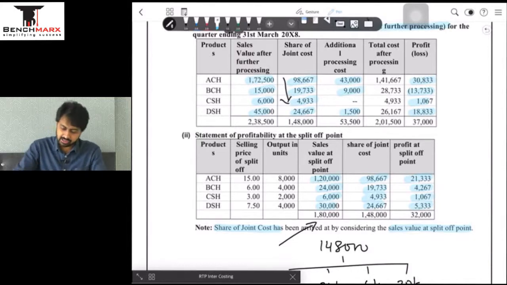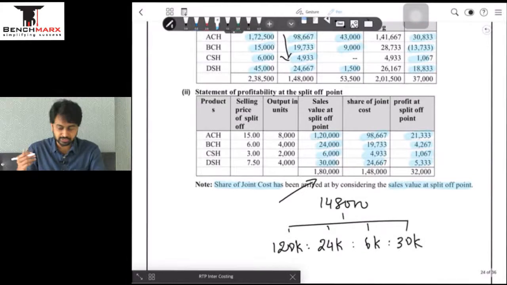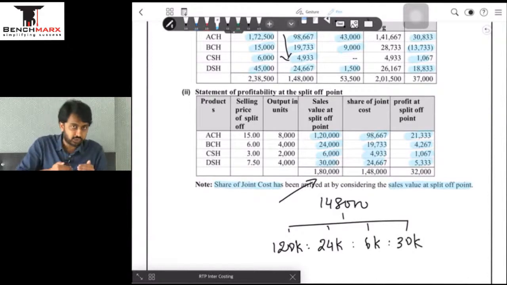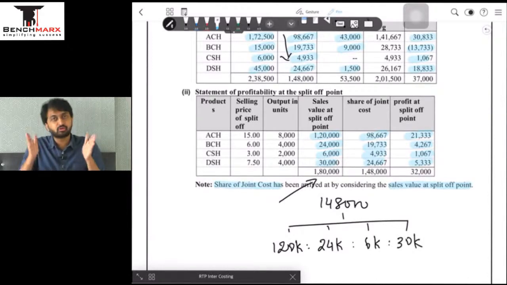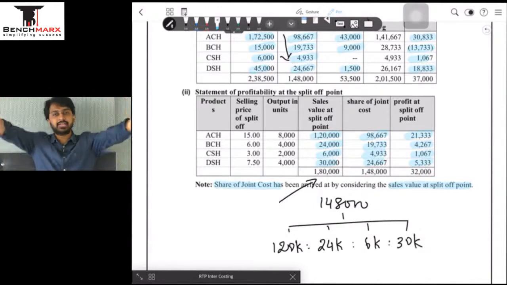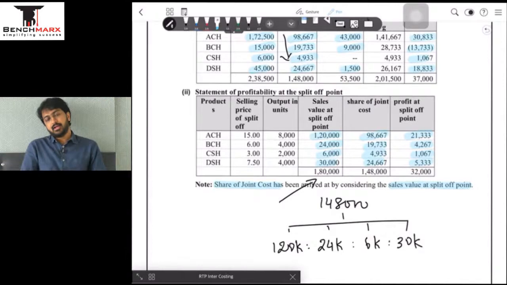And since the question has not asked us whether to process or not, we should end the question here, that we have found the profits if I decide to process the goods further, and we have also found the profits if I decide to not process the goods further and sell at the point of split off. Done.